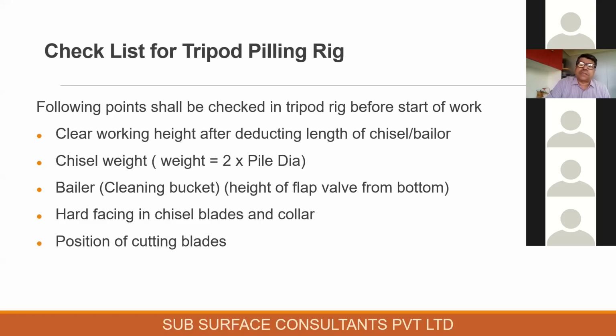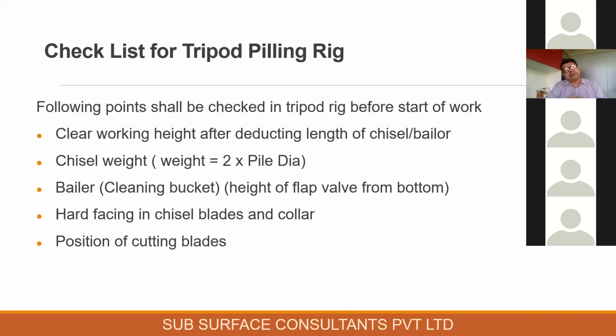Now, we need to first of all check in the tripod rig, before the start of the work, what is the clear working height? Is that height sufficient? That is important. Sometimes what tends to happen is, if you have a larger diameter pile and a longer chisel, then the working of the machine becomes somewhat tricky. So to prevent that kind of situation, this is done. Secondly, if we are working under, let us say, a transmission line going overhead, then the clearance available over the rig mast becomes very important.